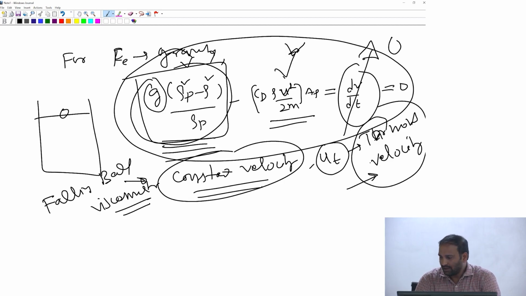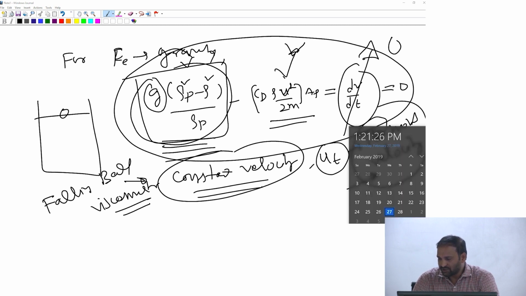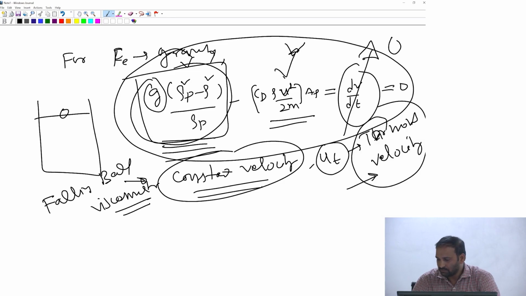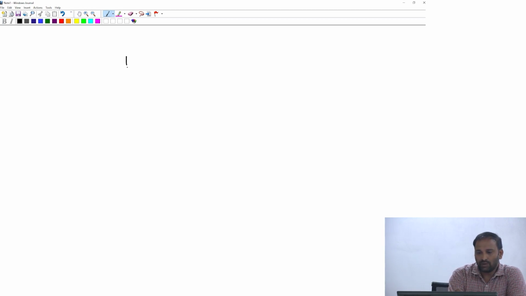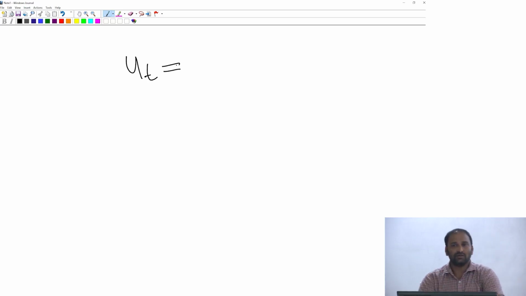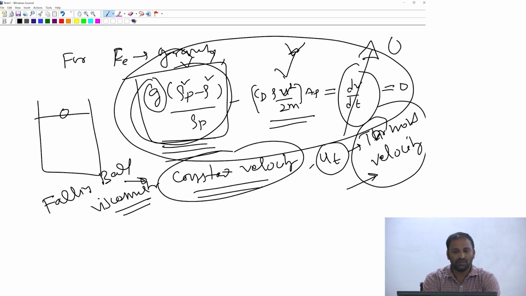So let's equate this to 0 and then get an expression for ut. Can you tell me what ut is? Basically we'll go to the previous thing. You equate this term, g times (rho p minus rho) divided by rho p, minus the drag term, equate that to 0. Can you get me an expression for ut? When the velocity of the particle reaches the terminal velocity, your u becomes ut.